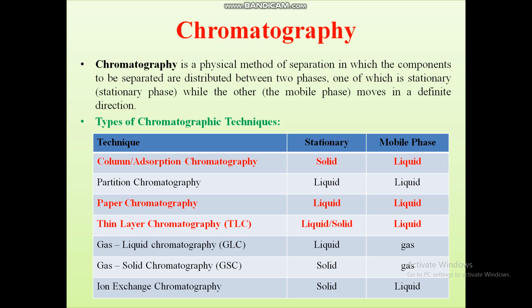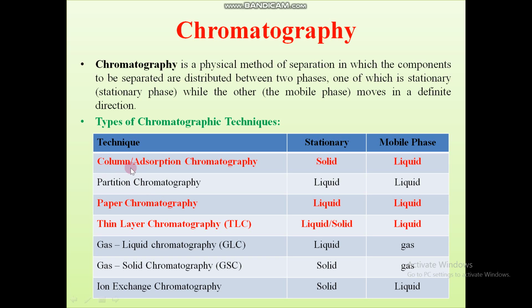The common chromatographic method is liquid solid chromatography. Here the stationary phase is always a solid and the moving phase is a liquid. Usually in thin layer chromatography we use solid and liquid both as a stationary phase. So depending upon the material used in the solid phase, we can classify the chromatographic techniques like this.